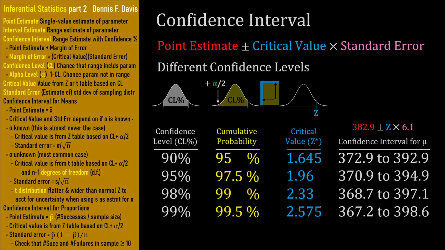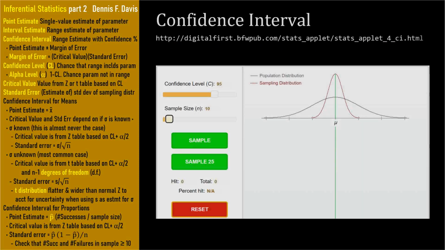Let me show you a practical demonstration of the confidence interval concept. The BFW website has another good app linked in the description. On the right side, the black PDF represents the population which, for this demonstration, is normal, with mean mu denoted by the green vertical line. These sliders on the left side let us adjust the confidence level and sample size.